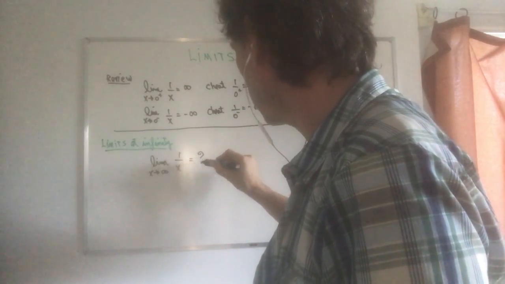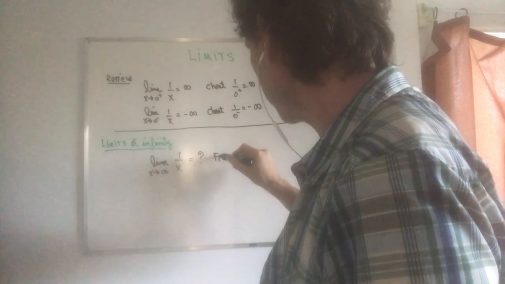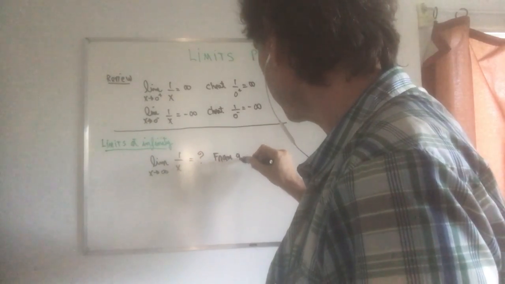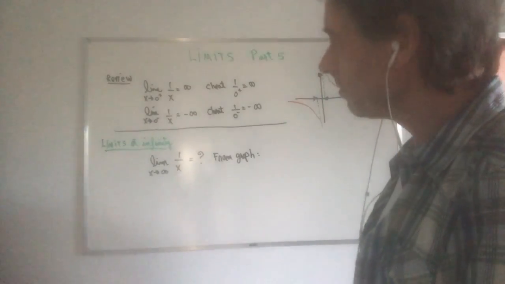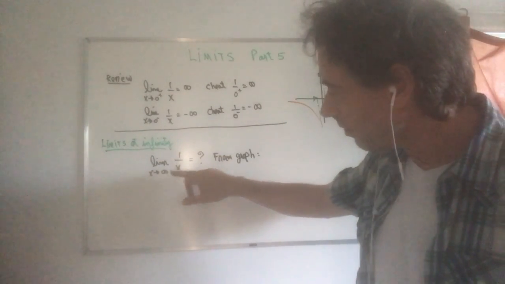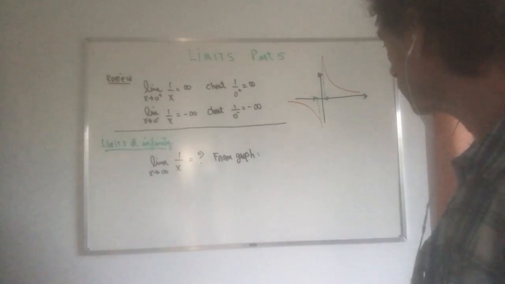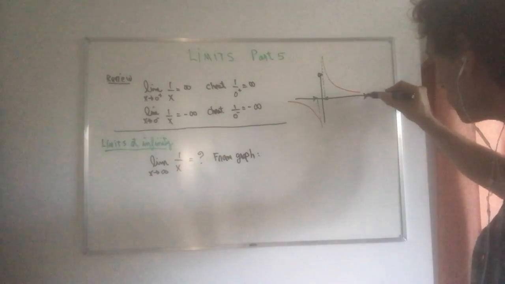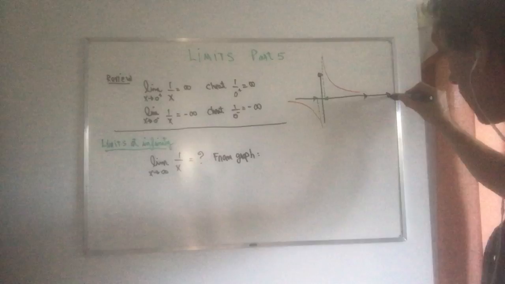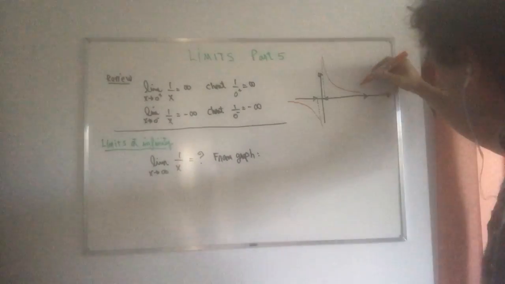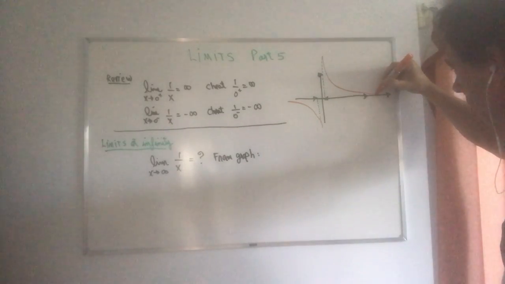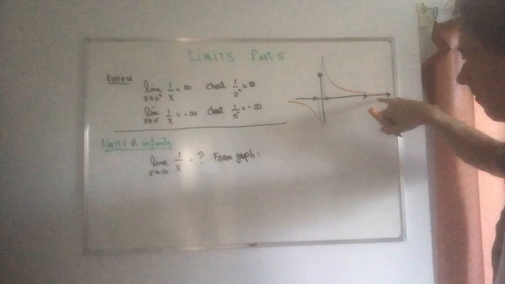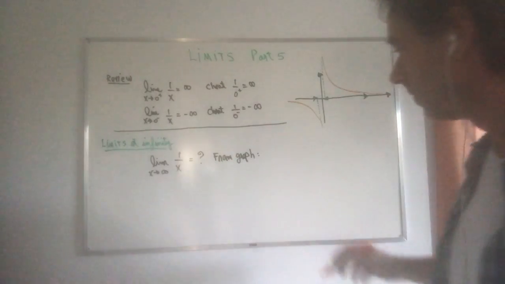Equals what? Well, from the graph, I want to know what's the y value being approached when x is actually very, very large. So x is going way, way this way. It's clear that the graph is going to approach what y value? What is this y value that we're trying to approach? 0.